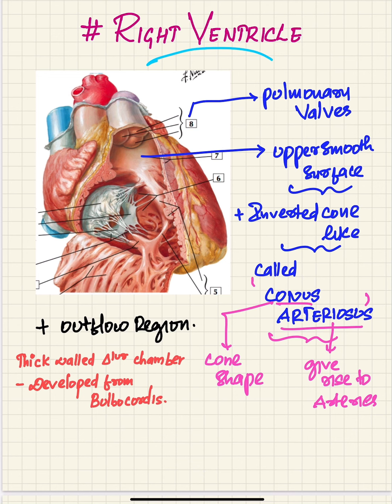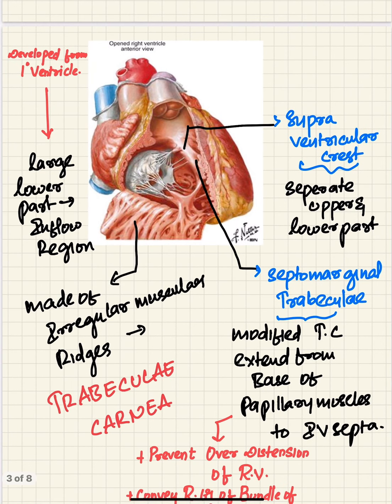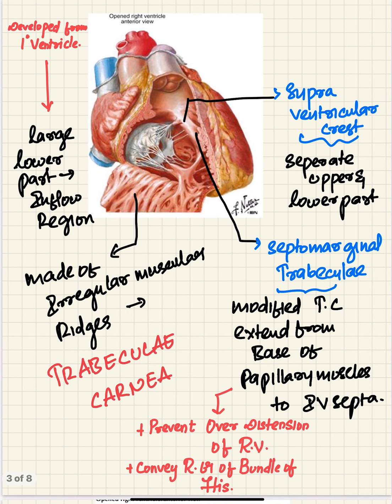It is an inverted cone-like or inverted funnel-like structure called the infundibulum, and as it is cone-like and gives rise to the arteries, this is also called the conus arteriosus. Now coming to the lower part, this large lower part is called the inflow region, as blood comes into this part from the right atrium. It is developed from the primitive ventricle.